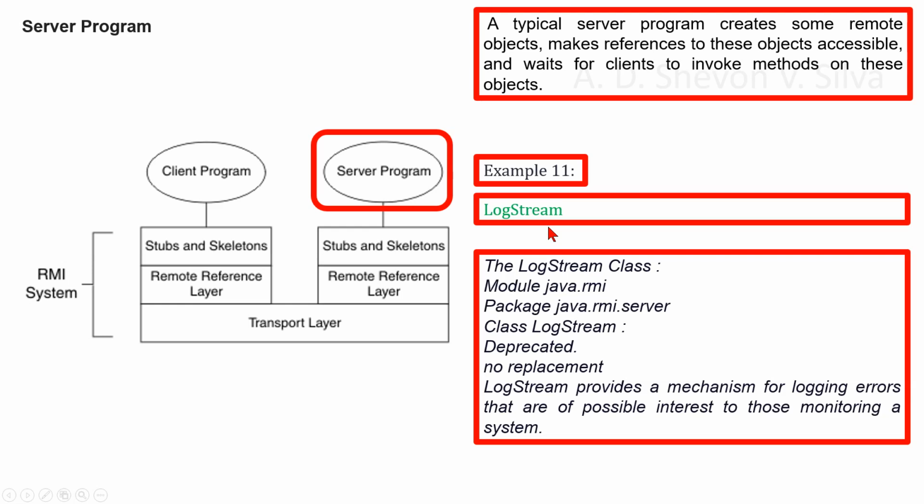Now we are considering the LogStream class. LogStream is deprecated, with no replacement. LogStream provides a mechanism for logging errors that are of possible interest to those monitoring the system. This is in the package java.rmi.server, which is in the module java.rmi.